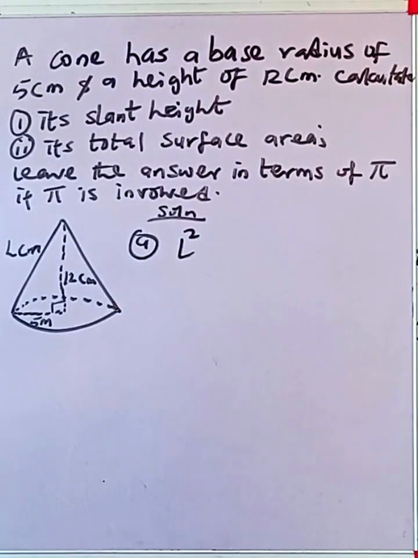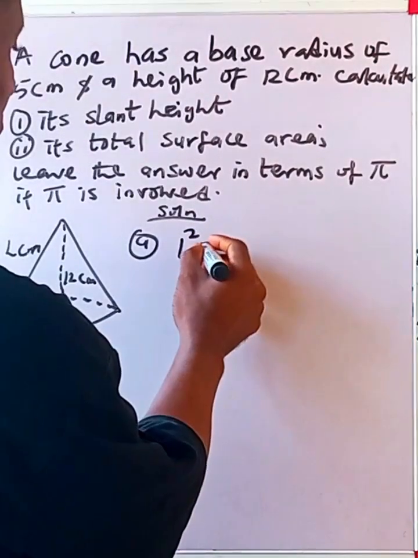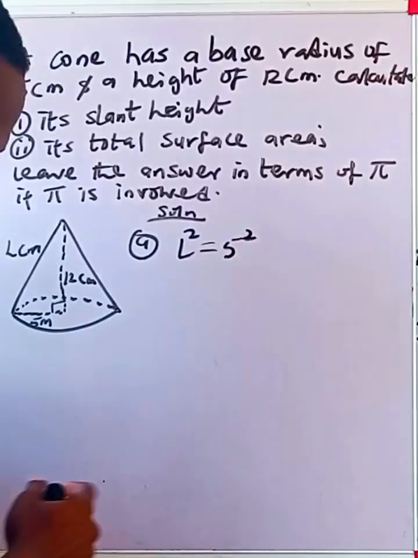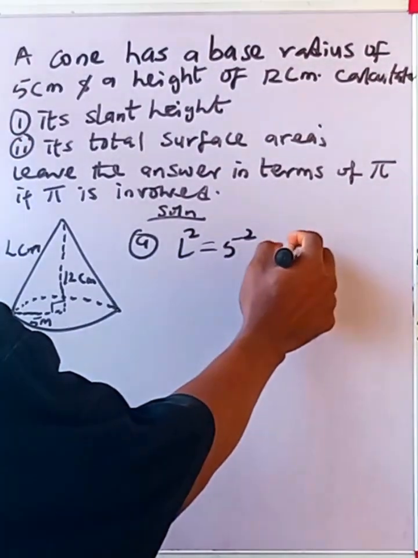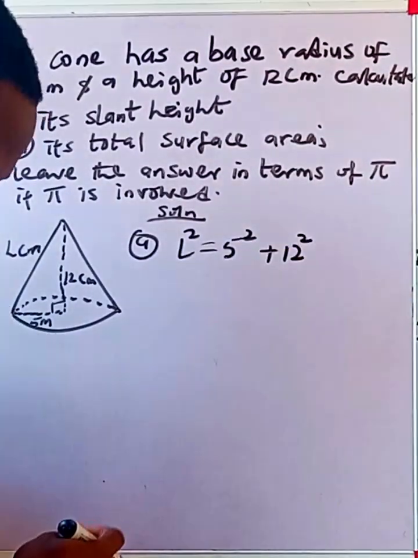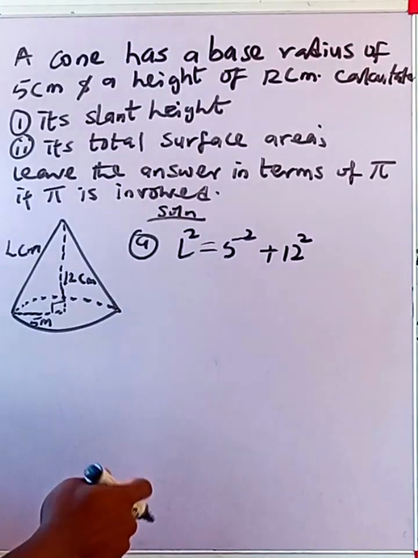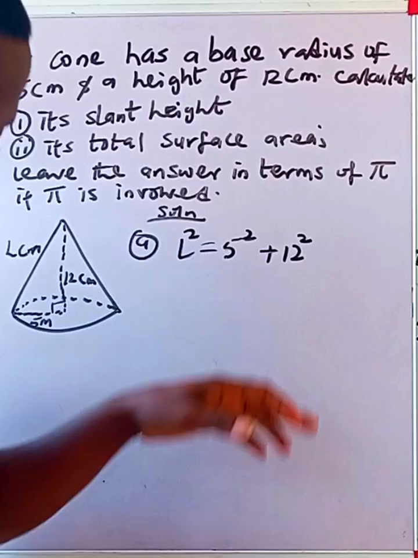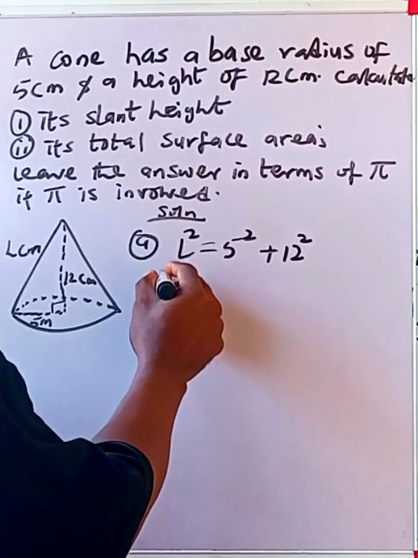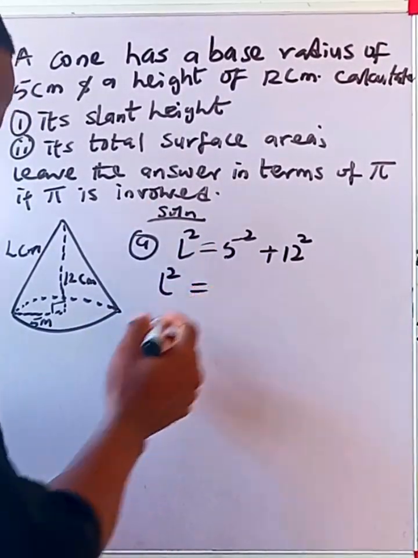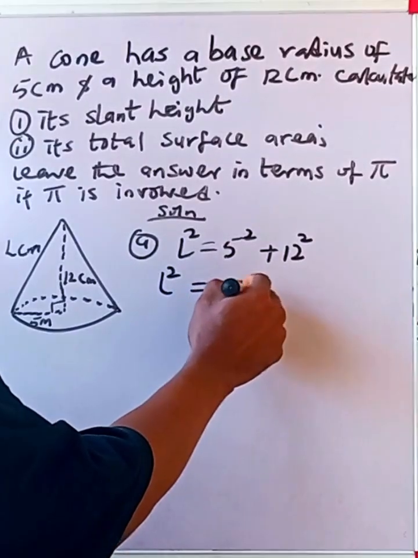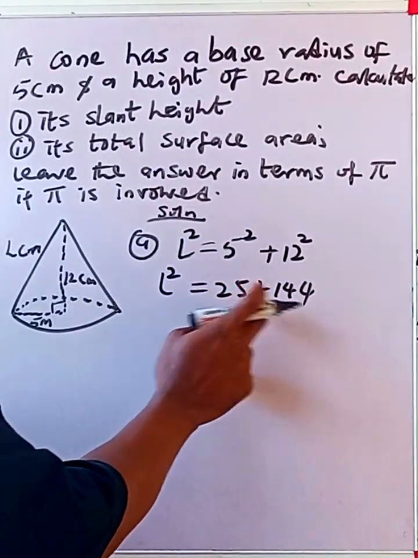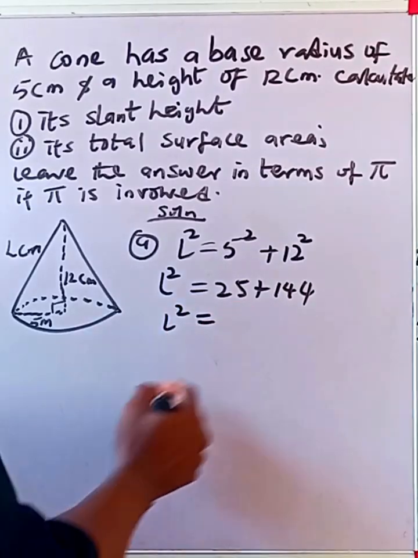So L squared is equal to 5 squared plus 12 squared. If we solve, we get L squared equals 25 plus 144. If we add these to get L squared, it is equal to what?